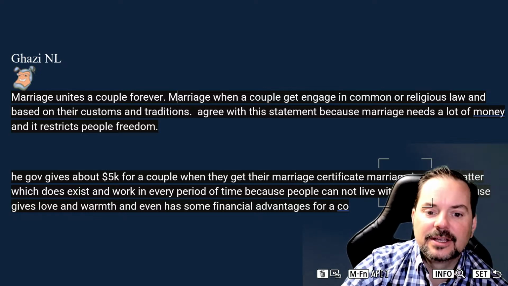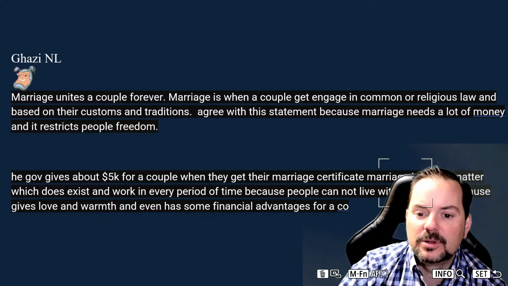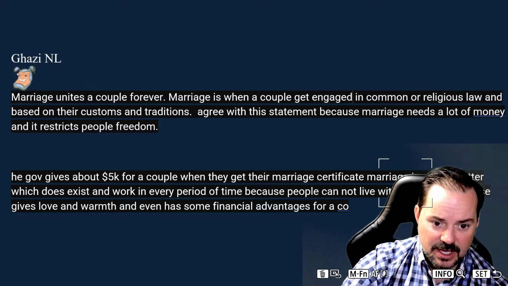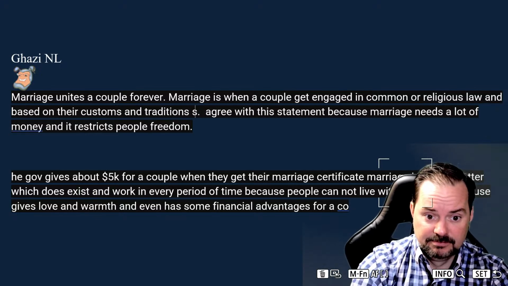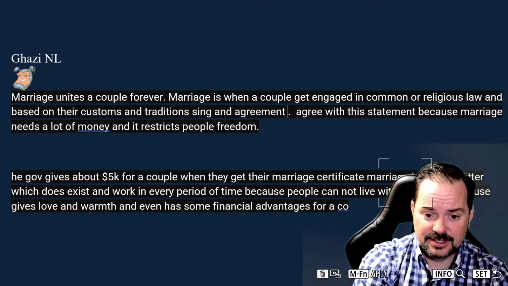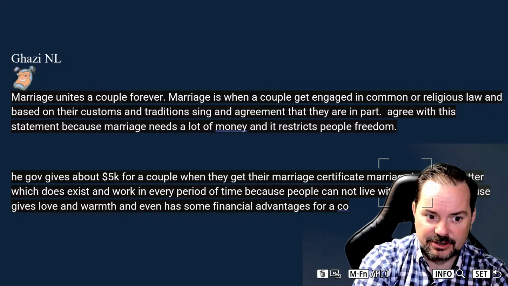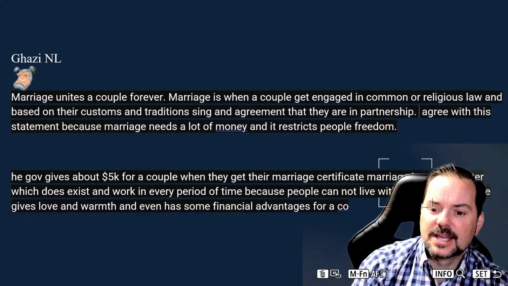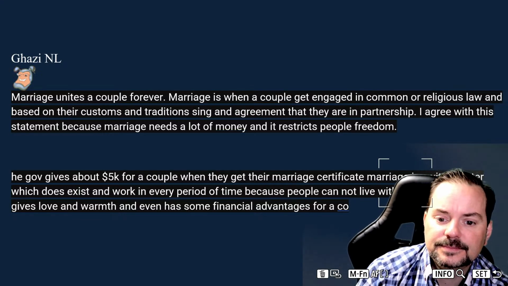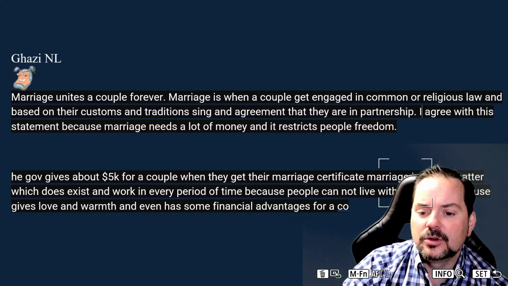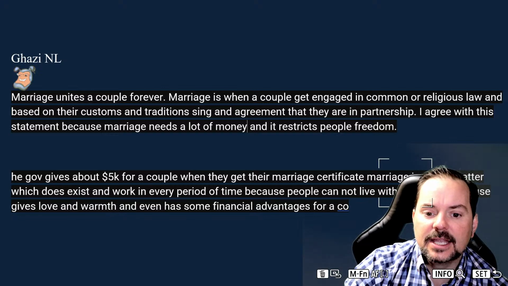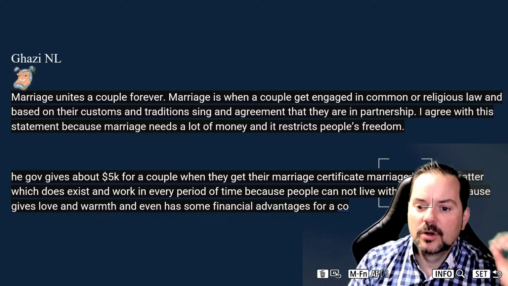Marriage is when a couple get engaged in common or religious law and based on their customs and traditions sign an agreement that they are in partnership. I'm just finishing the sentence. Okay, so then you write, I agree with this statement because marriage needs a lot of money and it restricts people's freedom.